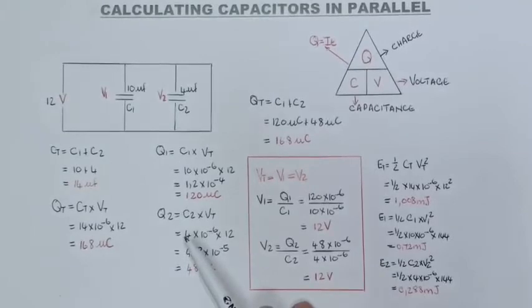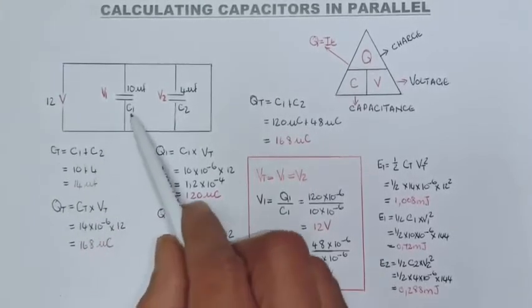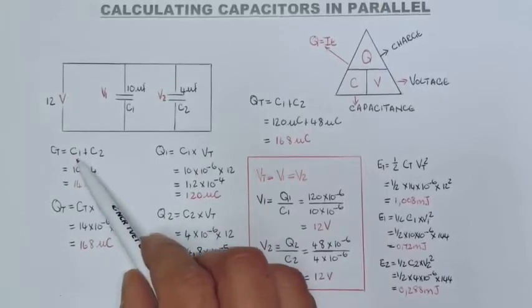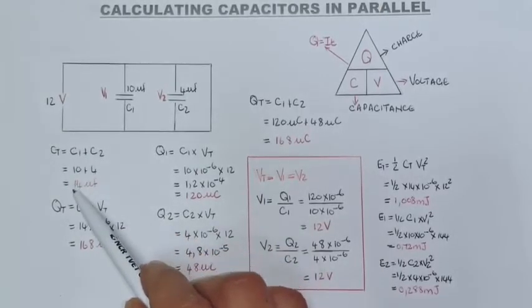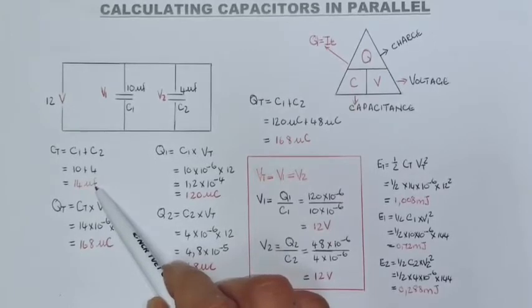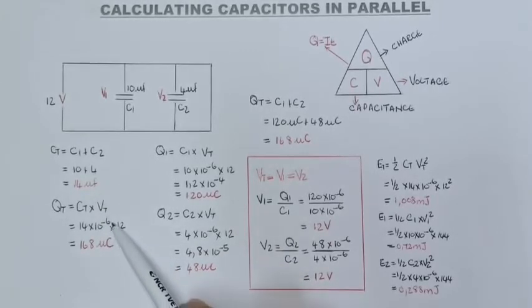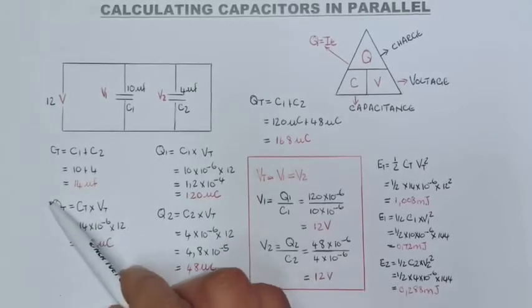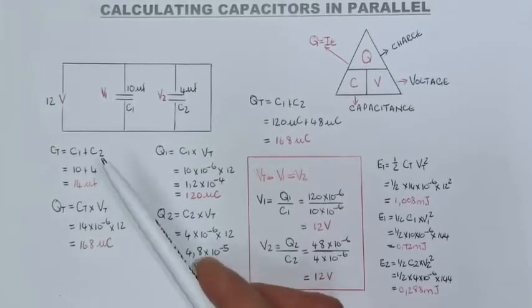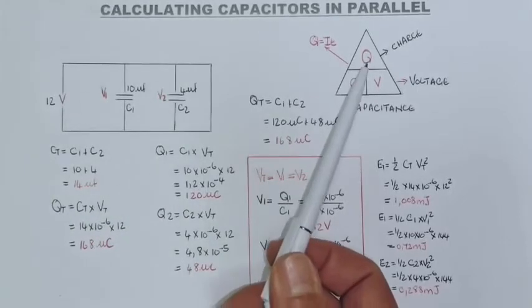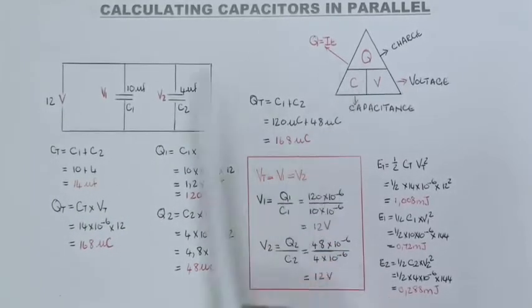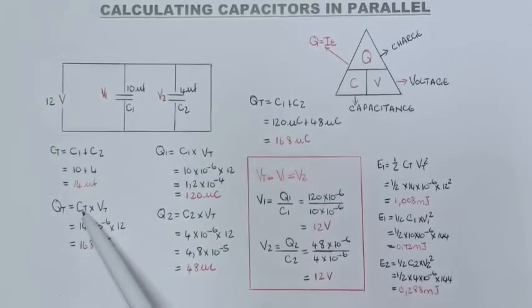And that is because we're working with a parallel circuit. So the first thing that you will be calculating is the total capacitance of the circuit, and that is going to be C1 plus C2, which will give me 14 microfarad at the end of the day. Next, you will be calculating the total charge of the circuit. If I derive the formula from my pyramid, charge is equal to capacitance times voltage. In this case, I'm going to say my total capacitance times my total voltage because I want the total charge of the whole circuit, and that is going to be 168 microcoulomb.